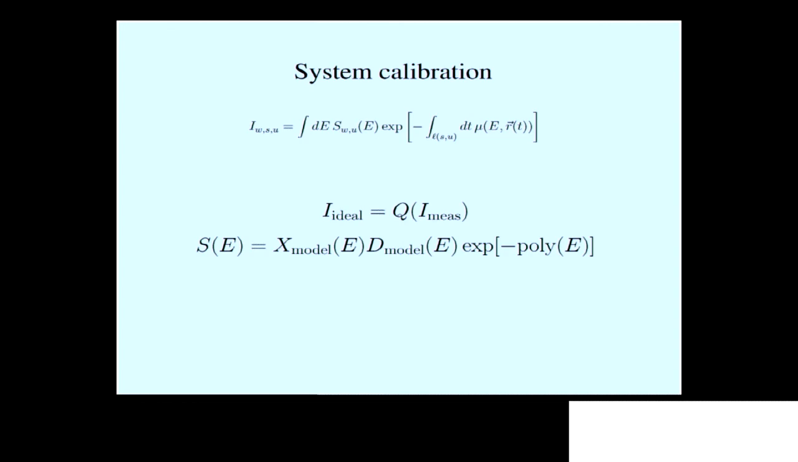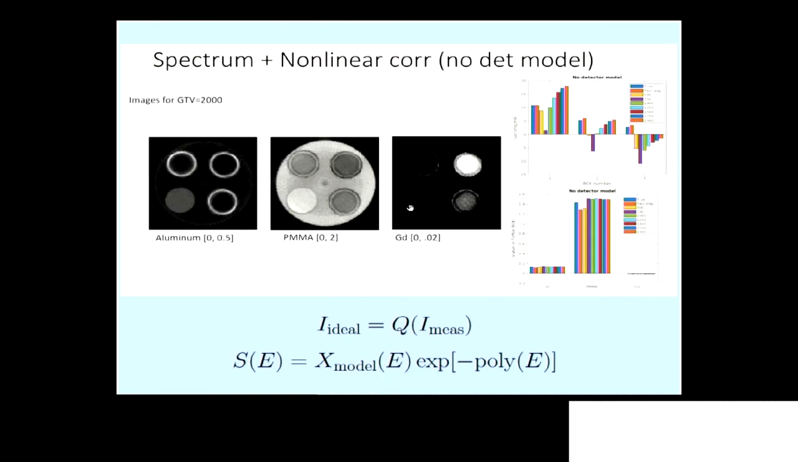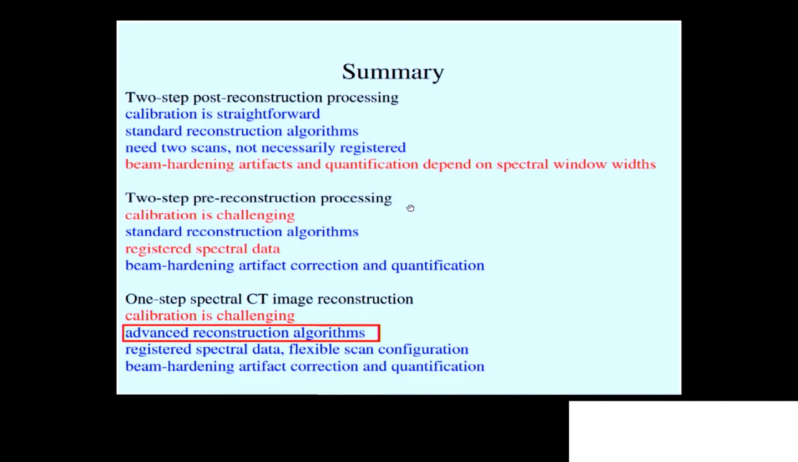All right. So this is the last thing I want to show. I'm just going to summarize all the different methods. I showed you basically 3 different reconstruction methods for spectral CT. The clinical one, the 2-step post-processing method, then the 2-step pre-reconstruction processing, and the 1-step spectral CT reconstruction.